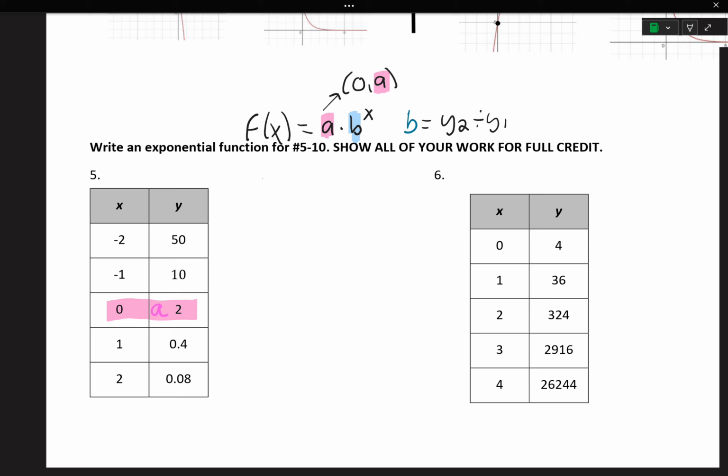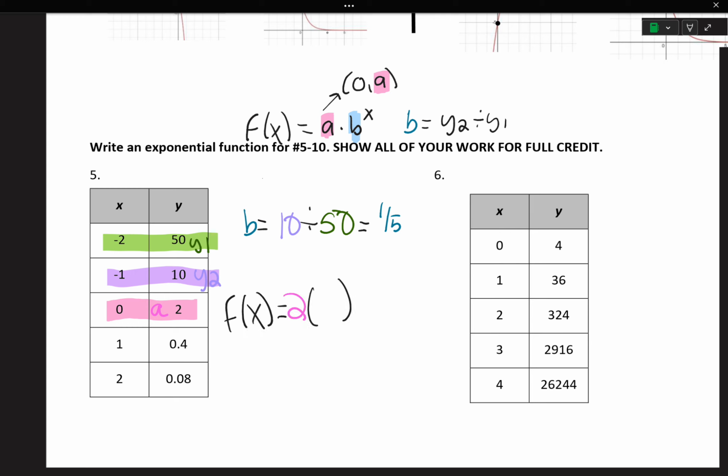So let's pick 2 y's that are right next to each other. Let's call this first y, y1, and let's call this second y, y2. All right. B equals 10 divided by 50. 10 divided by 50 is 1/5. Well, we've got everything we need. Let's write our function. F of x equals 2 times 1/5 to the power of x.